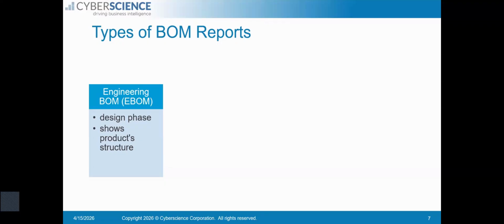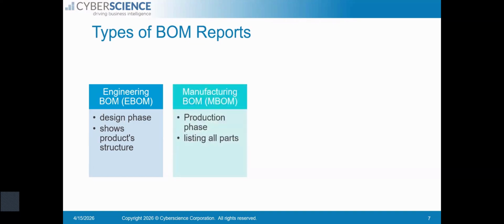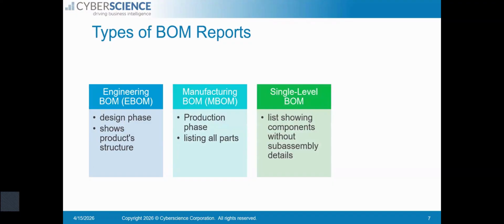We have different types of BOM reports that we can create. And one of them is going to be the engineering BOM or the E-BOM. And that's really created during the initial design phase on the initial product structure. We also have here a manufacturing BOM, which is created for production, as we'll be developing here today, listing all of the parts required for assembly, including packaging, consumables, and so forth.